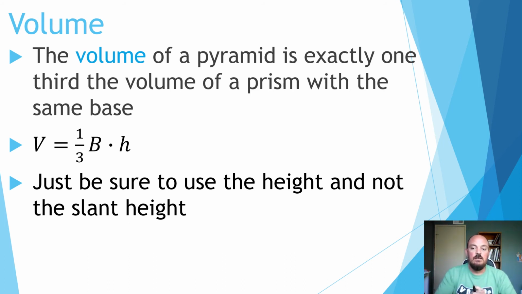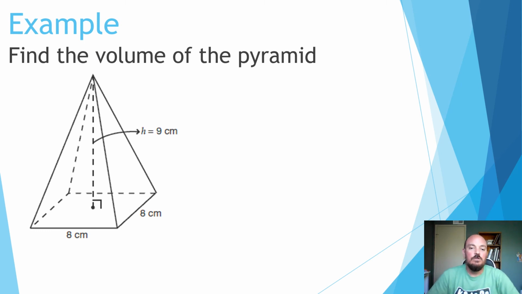I did say in the notes here, make sure you use the height for H and not the slant height, because all of a sudden that's one of the differences. In a prism, everything's pretty much up and down. But in a pyramid, it goes diagonally. And if I give you this measurement here, that's not the height. This is the height. So this will be our last example today. Find the volume of the pyramid.